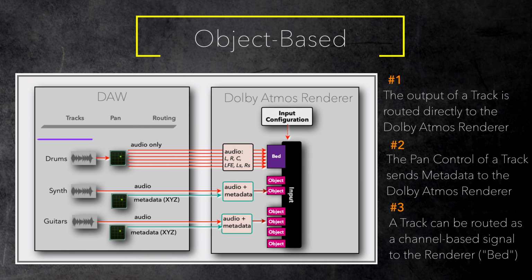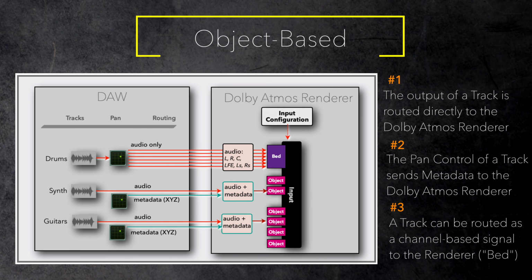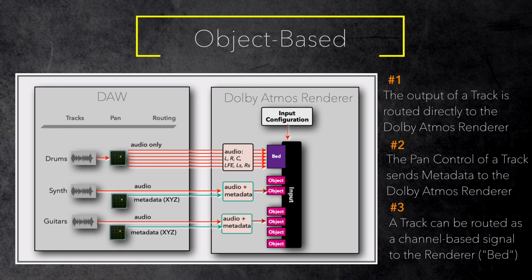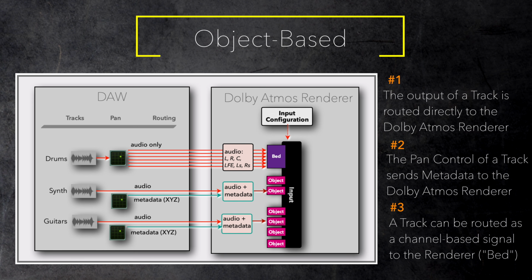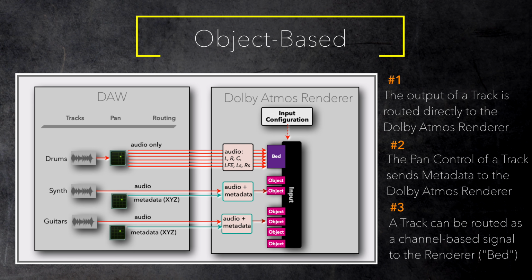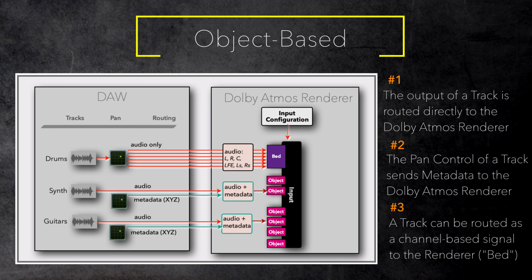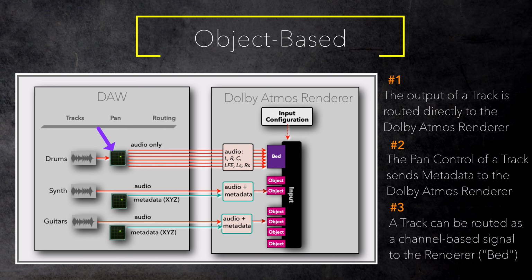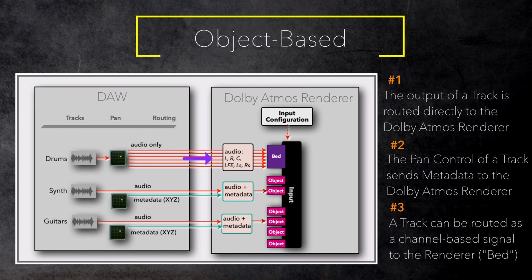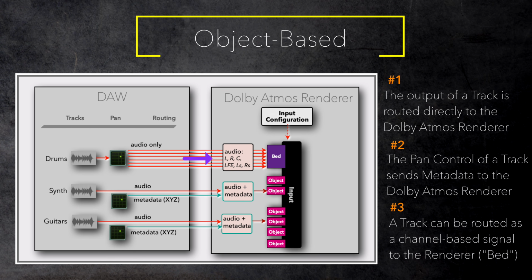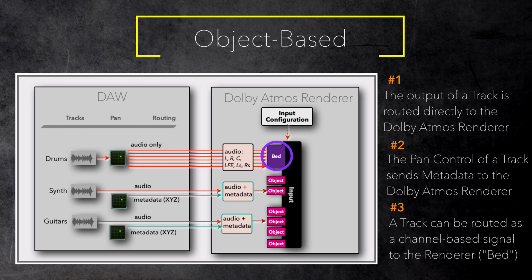The first 10 of the 128 available input channels of the Dolby Atmos renderer are reserved to function as a conventional channel-based routing system. That means on your DAW, you can route a track or multiple tracks to a multi-channel bus, for example 7.1.2, using the surround panel, and those 10 audio channels are sent to 10 input channels of the Dolby Atmos renderer with the pan information baked in, so to speak. That group of input channels is referred to as a bed.